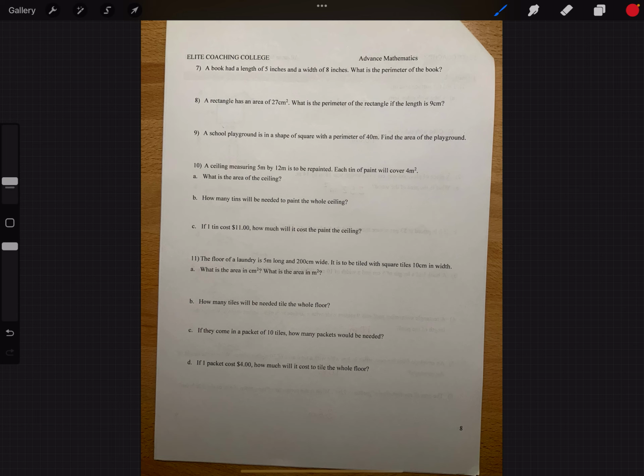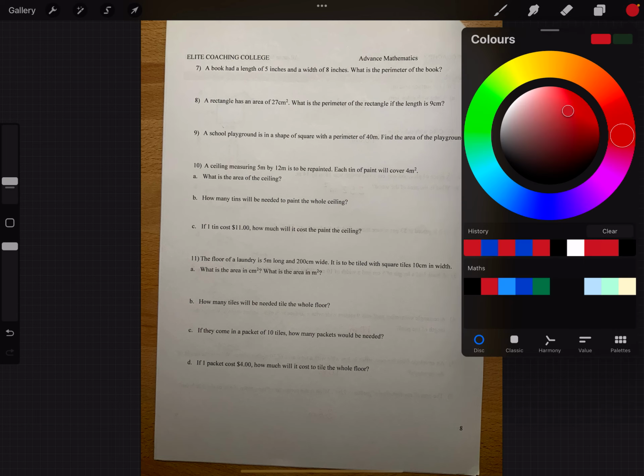Okay, I'm going to increase the color. It's a bit too light, perhaps. Okay.